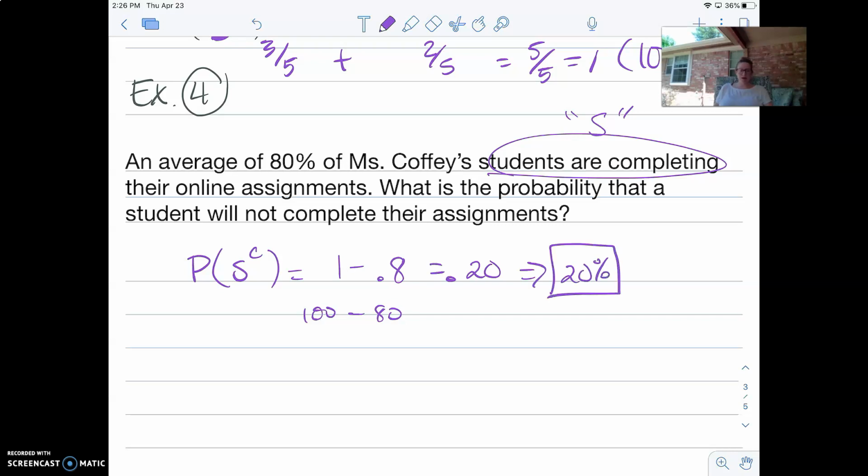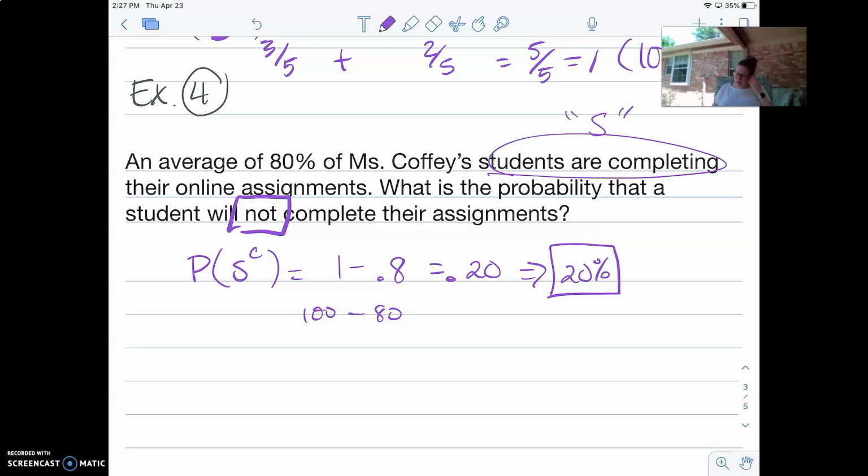Okay, you see what I mean by common sense? Like if 80% of them are completing their online assignments, then that means 20% are not completing their assignments. Okay, that's all that complement means. So don't overcomplicate complement.